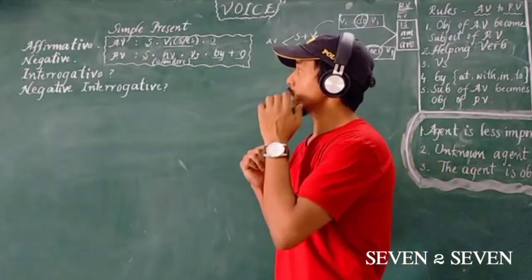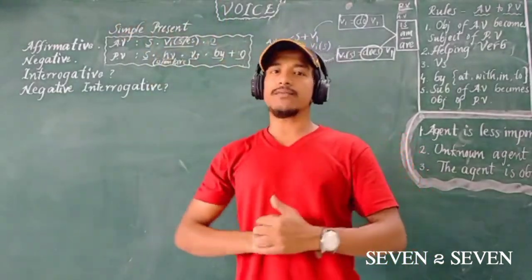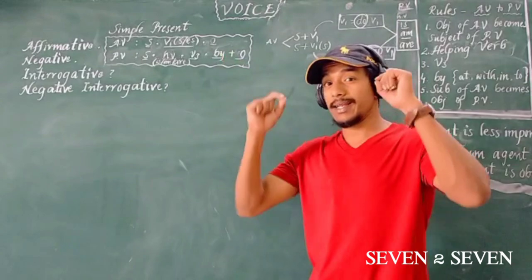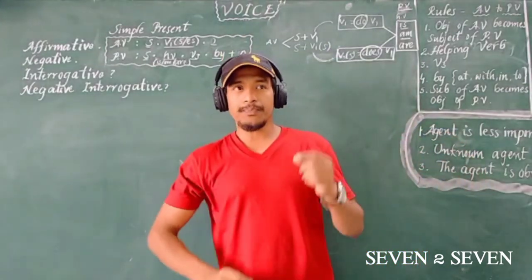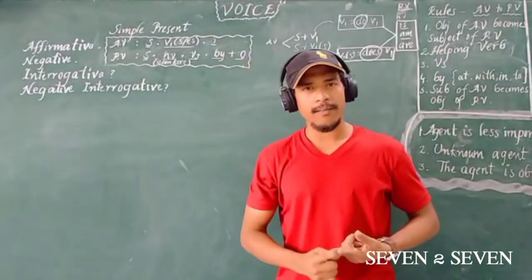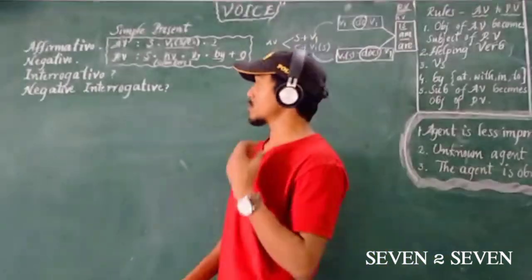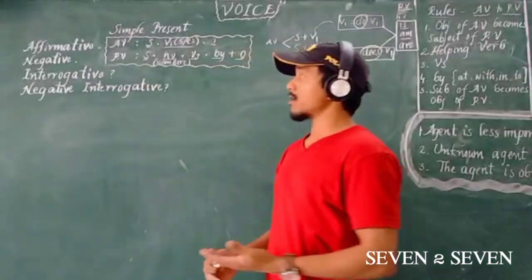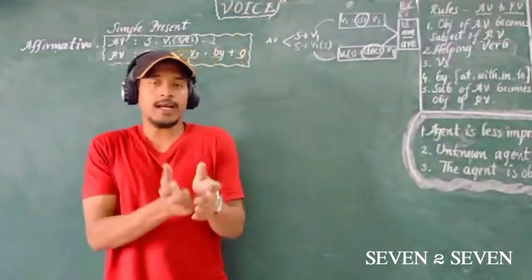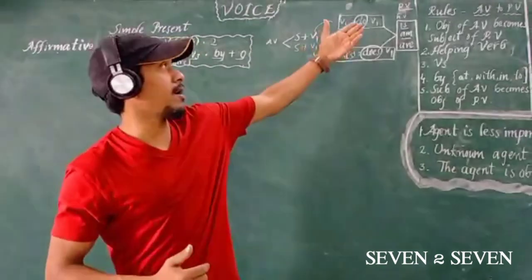For that, I would like to teach you tense-wise, and first and foremost, the first of the 12 kinds is simple present tense. As far as possible I will try to convert from active to passive in all forms: affirmative, negative, interrogative and negative interrogative. Today I would like to go with affirmative, and later I will go with negative and negative interrogative sequentially. When we convert from active to passive, we have to follow some rules and regulations, and they are here.